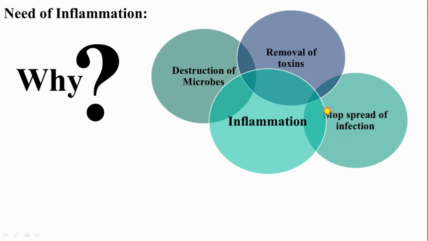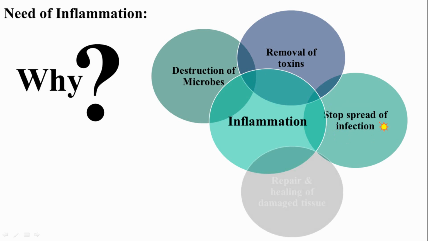So this inflammation process localizes the infection at the site of inflammation and does not allow this infection to spread in the nearby healthy cells or tissues. So this is another reason why we need inflammation.